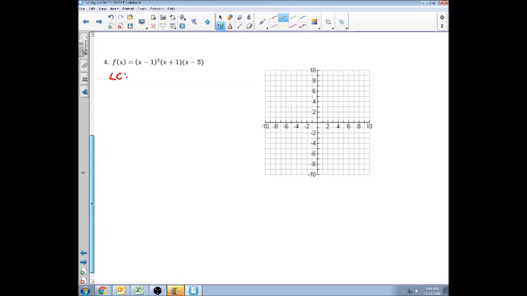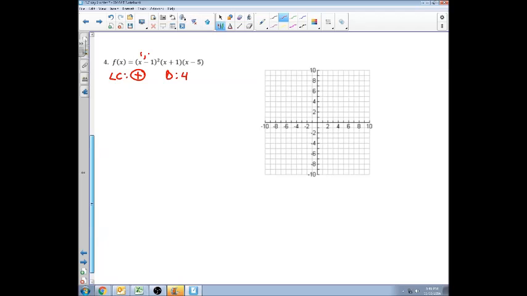Our leading coefficient is what's in front, which is nothing in this case, so our leading coefficient is just going to be positive. Now, my degree. This is when that squared is going to come into play. X minus 1 is going to actually happen 2 times because of the squared. So I have 2, plus x plus 1 happens once, so 2 plus 1 is 3, plus the x minus 5 happens once, so my degree is going to be 4 again.